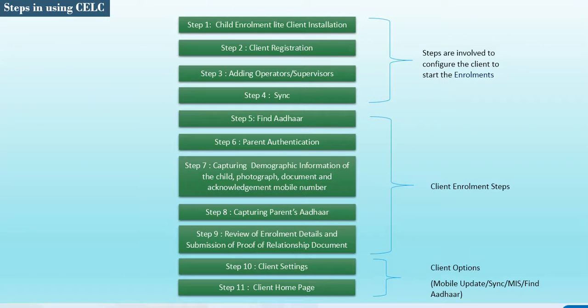So a lot of steps are involved in the CLC client. We have some 11 steps. First one is child enrollment light client installation. Second one is client registration. Then third step, adding operators and supervisors. Fourth step, sync the client and operators. Then fifth step, find Aadhaar. Sixth step, parent authentication. Then seventh step, capturing demographic information of the children. Then eighth step, capturing parent's Aadhaar. Then ninth step, review of enrollment details for final submission. Then 10th step, client settings. Then 11th step, client homepage. So these are the steps involved in the CLC client.